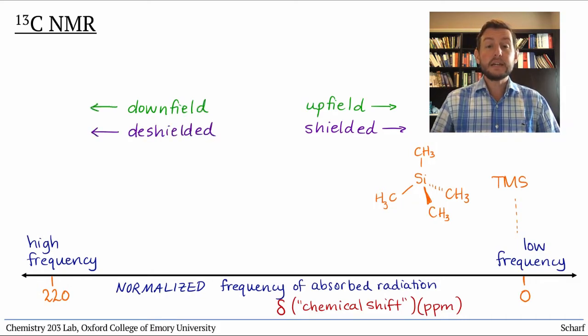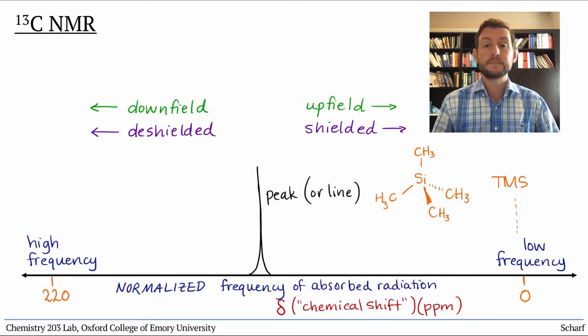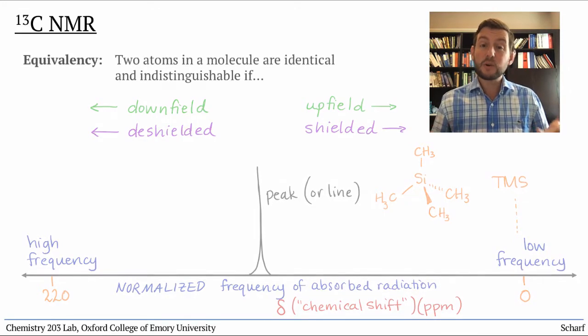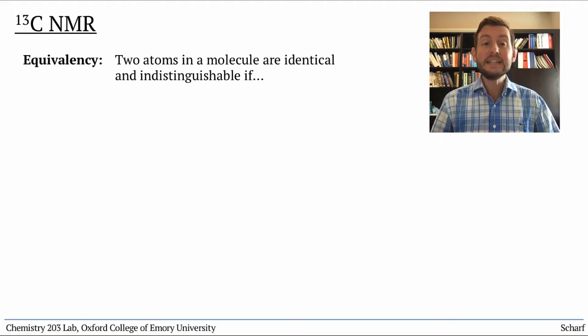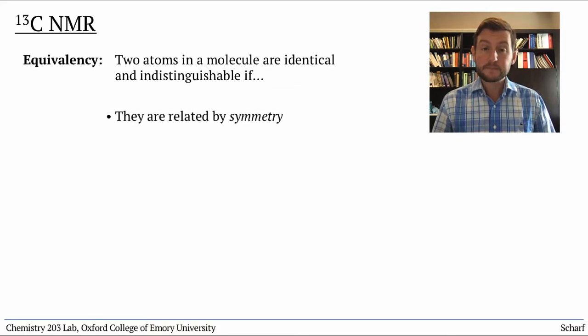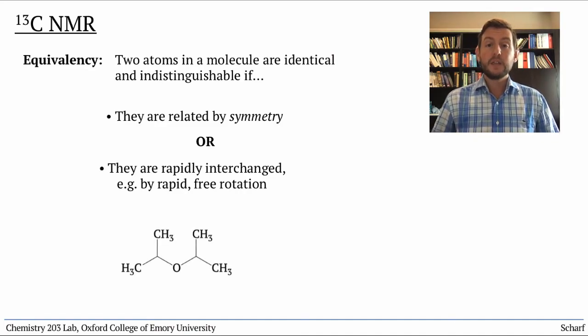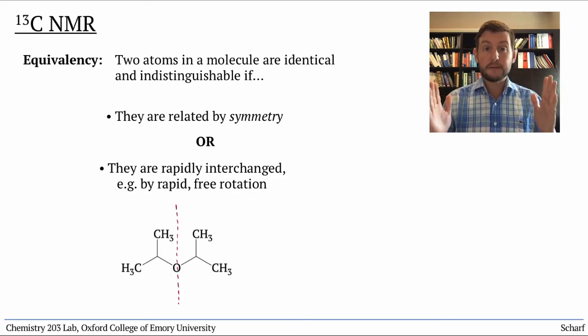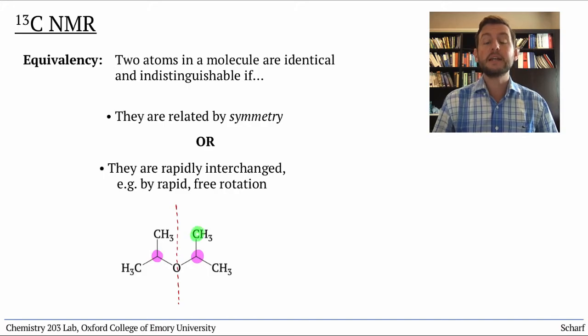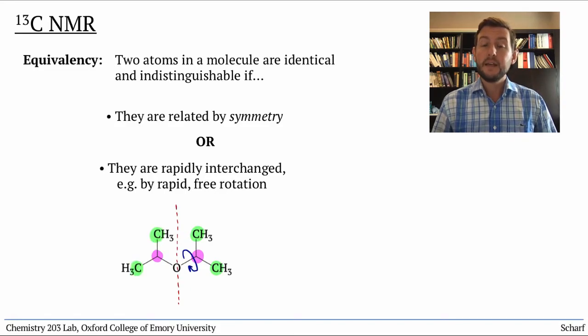For every unique carbon atom in a structure, we see a sharp peak, almost a line, indicating that frequency that the carbon absorbs. Carbon atoms are identical or equivalent if they are in indistinguishable environments within the molecule, that is, if they're related by symmetry or by rapid rotation. In the compound diisopropyl ether, the two halves of the molecule are related by symmetry, while the methyl groups at each end can interchange with each other by rapid rotation around this single bond. Therefore, this compound shows two distinct peaks in the NMR spectrum.